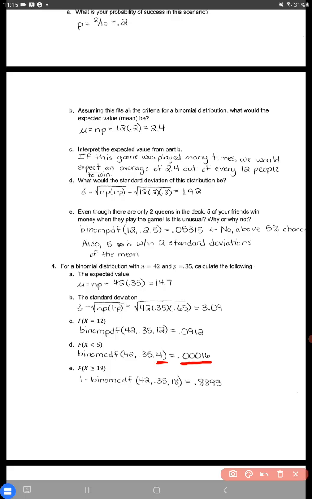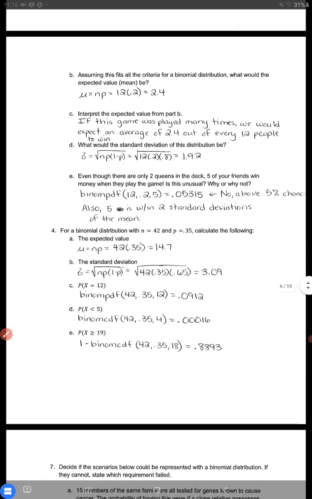Okay? And lastly, E, what's the probability that x is greater than or equal to 19? So here's the thing, the binom CDF button defaults to less than. Okay? So when I type in binom CDF and I put in the numbers 42, 0.35, and 18, that's giving me the probability that x is less than 19. And so then I'm going to subtract that from 100% to get the probability that it's greater than or equal to 19. Okay? So let me know if you have any questions about that. That can be kind of confusing at first.